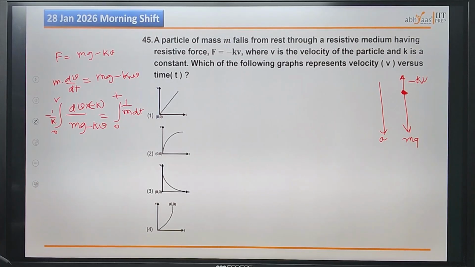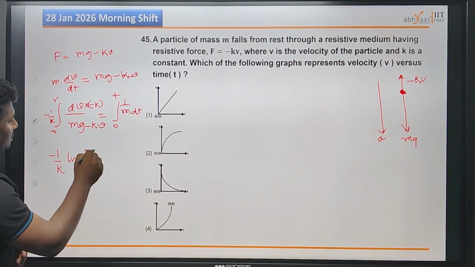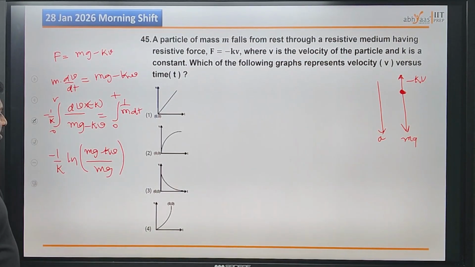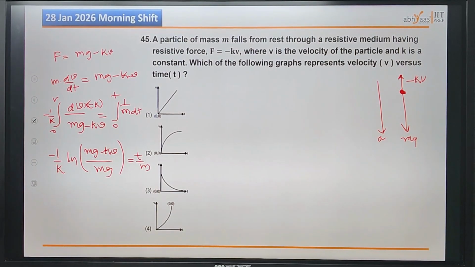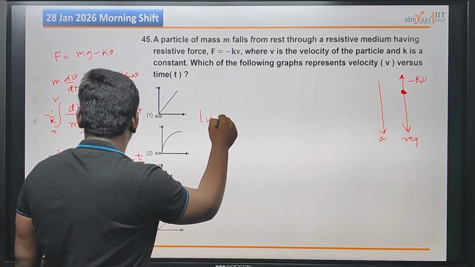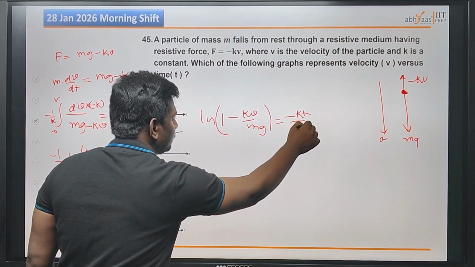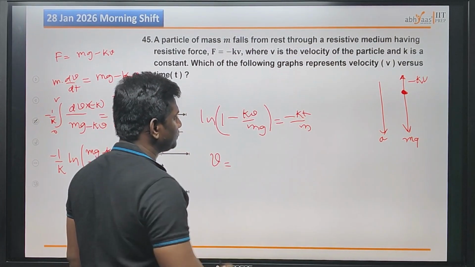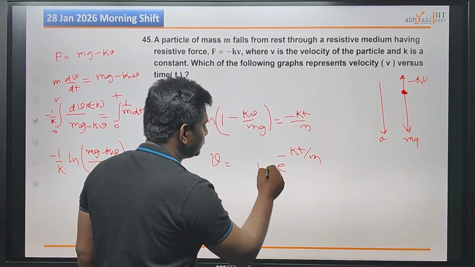Why we are taking this one? From this one, you will get minus 1 by k ln of (mg minus kV) by mg, which is equal to, I will write after some time, which is equal to t by m. I am writing here ln (1 minus kV by mg) equal to minus kt by m. So from this one, you can simply write V equal to e to the power minus kt by m. Here you are having minus, that's why this will be minus e.